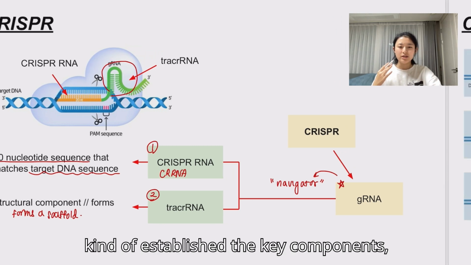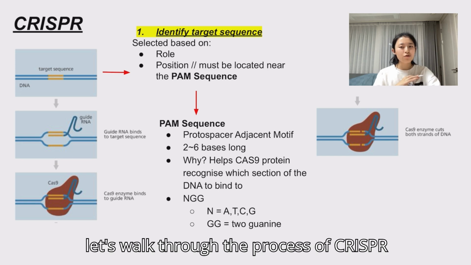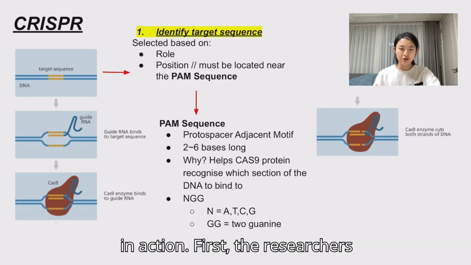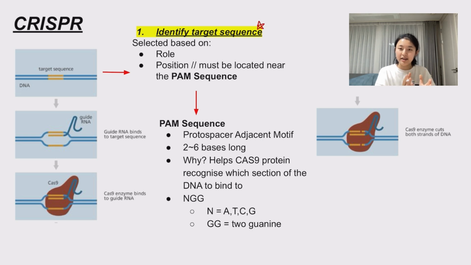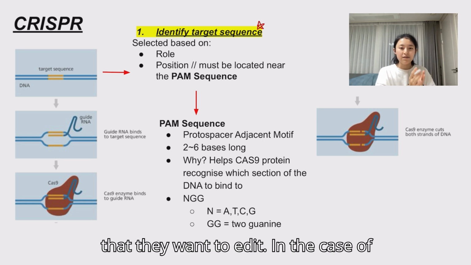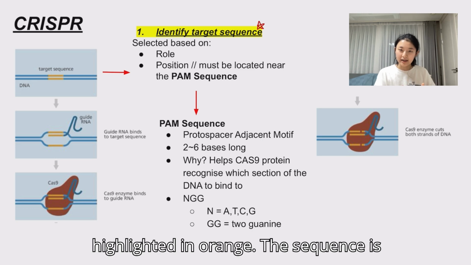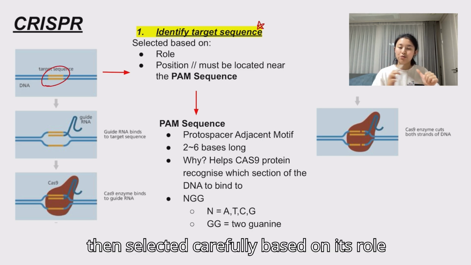Now that we've established the key components, let's walk through the process of CRISPR in action. First, the researchers identify a target sequence in the DNA that they want to edit. In the case of this diagram, this is the region that's highlighted in orange. The sequence is then selected carefully based on its role and position.